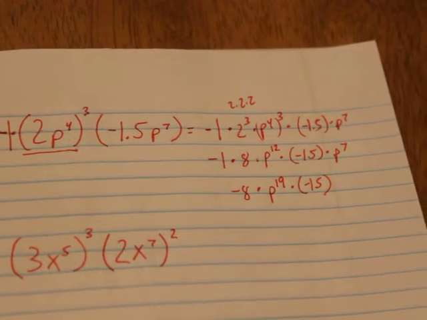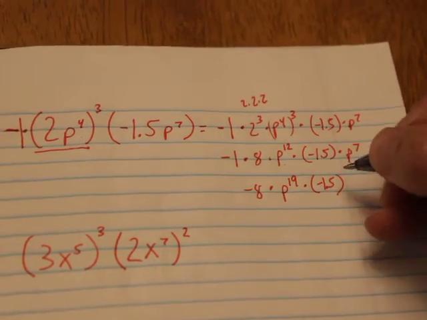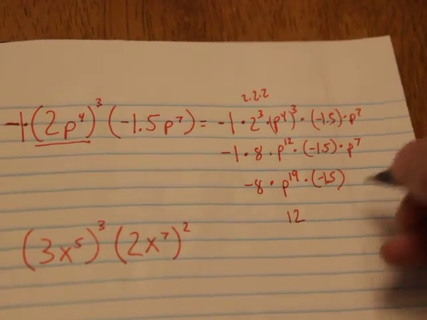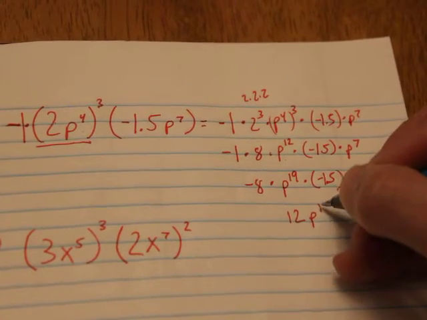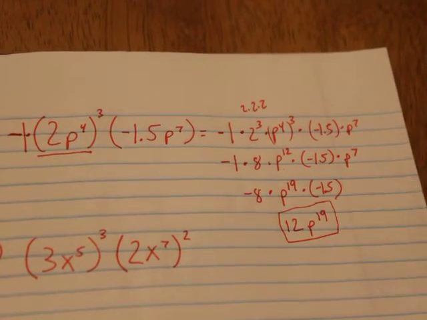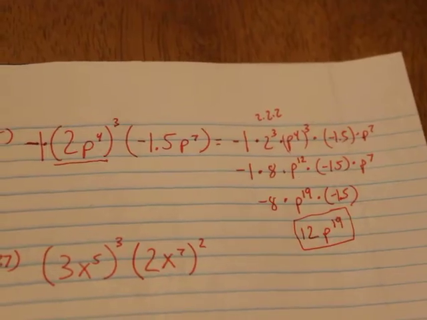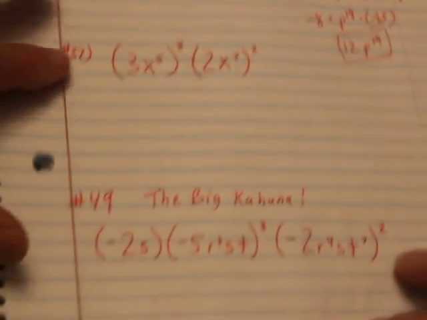Negative times negative is positive. 1.5 times 8 is 12, and you get 12p to the 19th. All right, we are almost there. I've got 2 more to do.